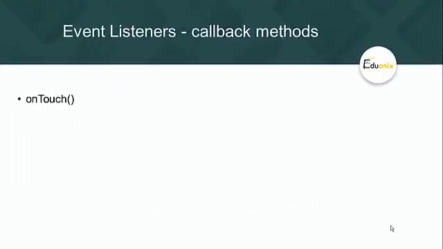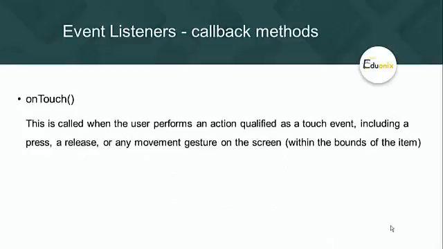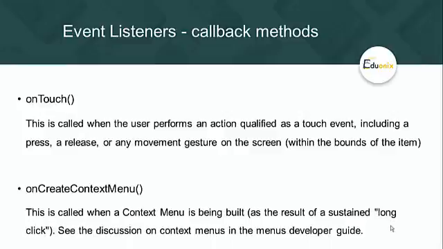OnTouch. The onTouch method is triggered when a user performs an action qualified as a touch event, including a press, a release, or any movement gesture on the screen. These actions must be within the bounds of the item. OnCreateContextMenu. The onCreateContextMenu method is triggered when a context menu is being built as a result of a sustained long click.